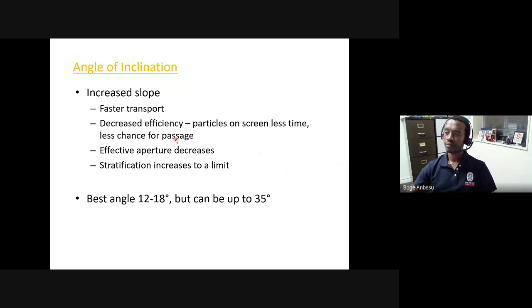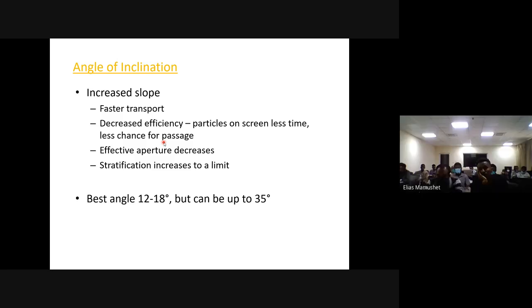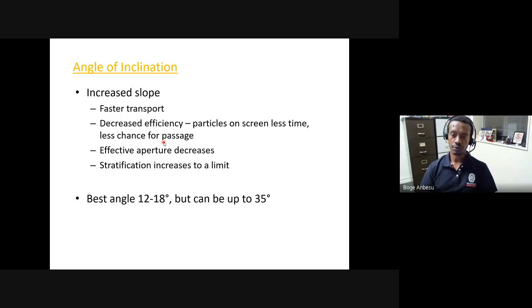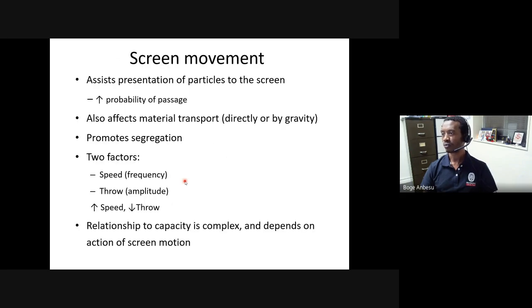Angle of inclination, as I showed you earlier, for example, grizzlies are inclined, and that is usually used to help particles fall under the influence of gravity. So that actually helps with transport of particles from the feed end to the product end. And if you incline it too much, particles pass through very quickly. Maybe you reduce efficiency, but you improve, of course, capacity. Inclination also helps with particle segregation and stratification, which can also be beneficial to improve efficiency.